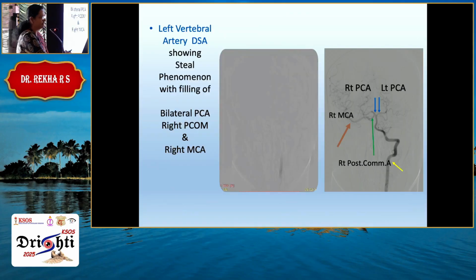Then again the DSA was done with the catheter in the left vertebral artery. This is the left vertebral artery. And you can see not only is there filling on the left hand side, more than that the blood was actually flowing more to the right hand side. That is, through the left vertebral artery there is filling of both the posterior cerebral arteries, and then through the posterior communicating artery the right MCA was stealing blood. So here you can see the entire right half of the brain was stealing blood from the left half of the brain.